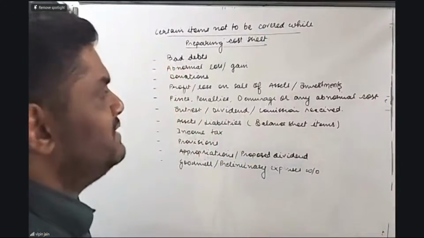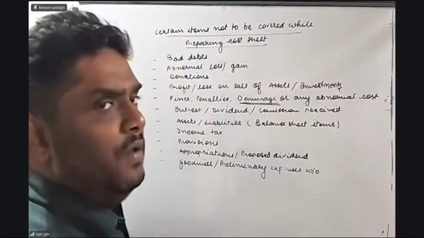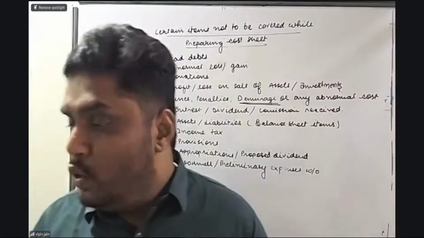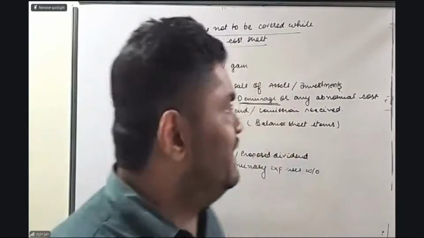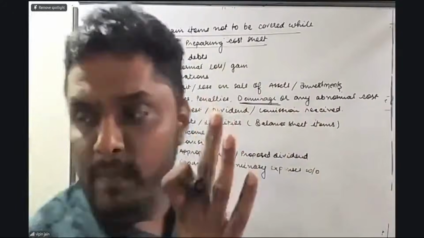These are the items which will never form part of the cost sheet. Demurrage charges, again, are a penal charge. I have written specifically, it will not form part of the cost sheet. See, goods lost in transit is an abnormal loss. So any sort of abnormal loss will never form part of the cost sheet.